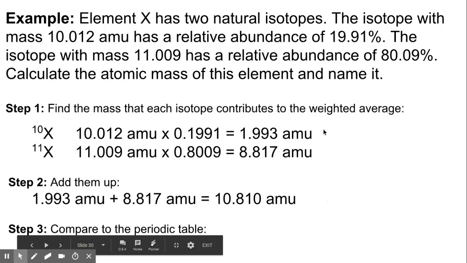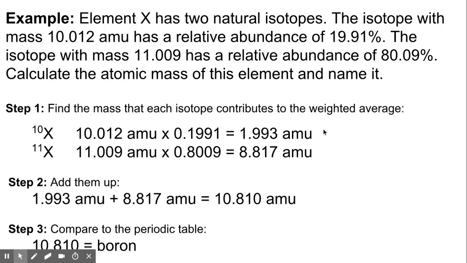Then you're going to look at the periodic table and see what element has an atomic mass that is really close to this. So you're going to look at the bottom numbers on your periodic table, and you should see that boron is 10.8 AMUs. So this element is boron.